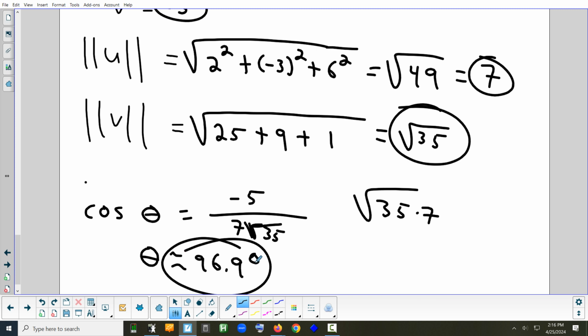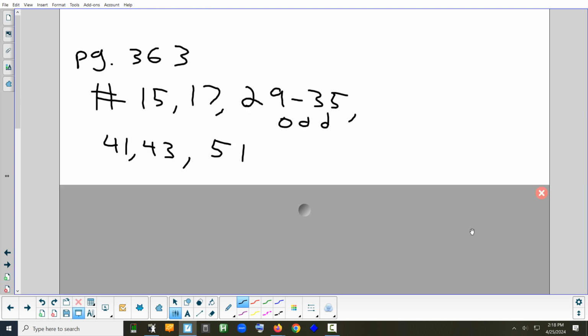Any questions on that? All right, so all those formulas we just did, that's what you'll be responsible to know how to do in 3D. So questions tonight, not very many. It's 15, 17, 29 to 35 odd, 41, 43, and 51.